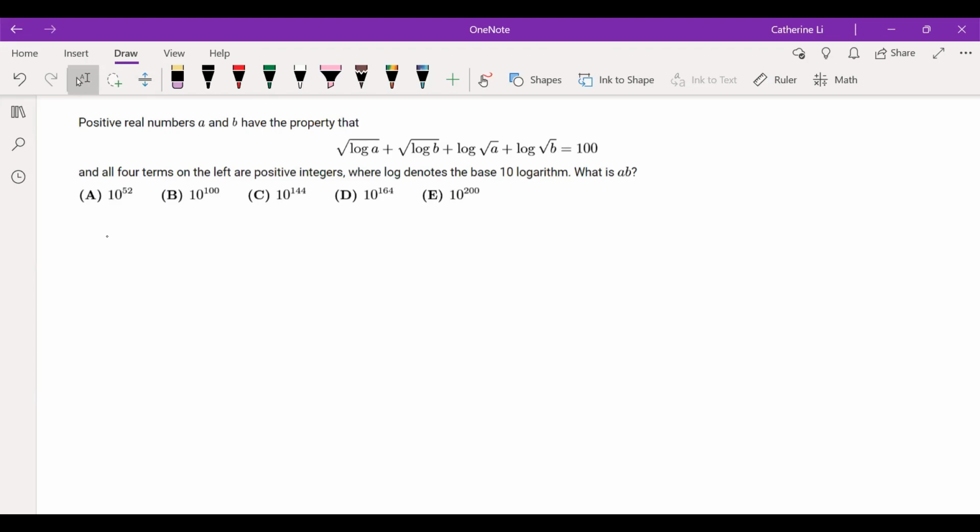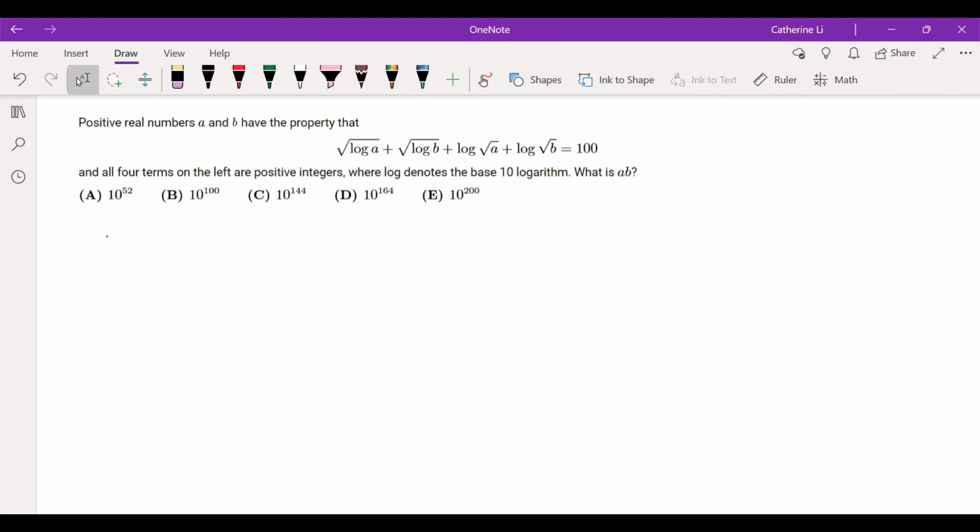Okay, let's go over this problem. So we have real numbers a and b, where square root of log a plus square root of log b plus log of square root a plus log of square root b equals 100. And all of the logs are in base 10. We also know that all 4 terms in the sum are positive integers, and we're asked for the product ab.